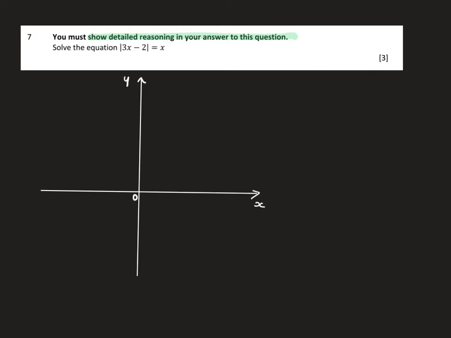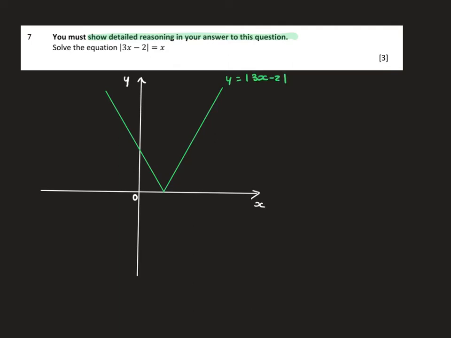Now, if we were drawing the graph of 3x minus 2, that would simply be a straight line like this with a gradient of 3 and a y-intercept of negative 2. We are drawing y equals mod 3x minus 2, so I want this portion of the graph here, and I then want to reflect the portion that's negative up like that, reflecting in the x-axis. So let's get rid of that. And I'm just simply going to write y equals mod 3x minus 2 over here.